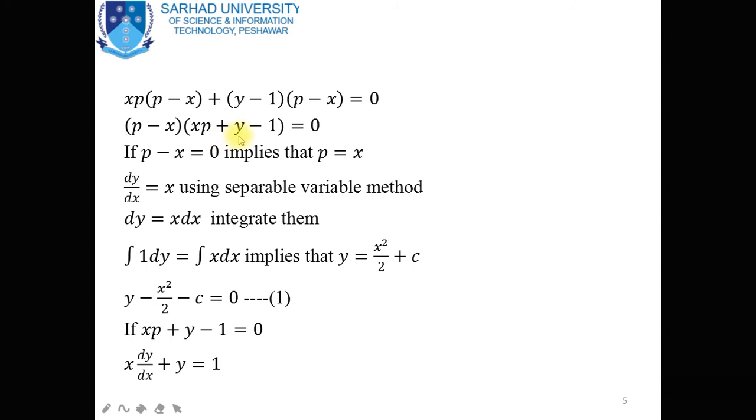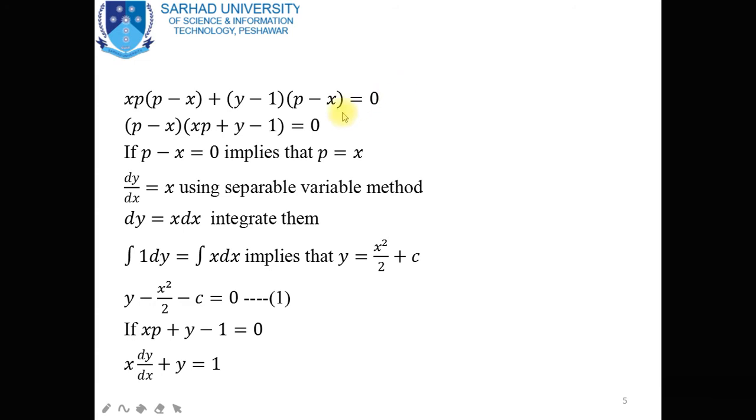In the second factor, we again obtain a first order differential equation. So xp plus y minus 1 is equal to 0, meaning x into dy by dx plus y is equal to 1. And dear students, note that this factor is actually a first order linear differential equation.